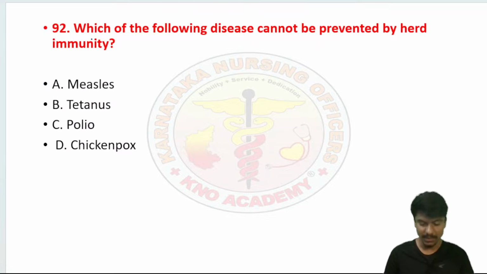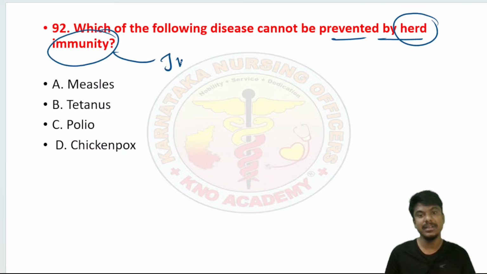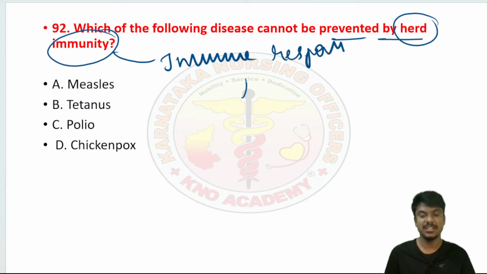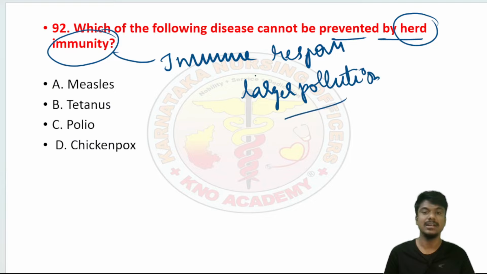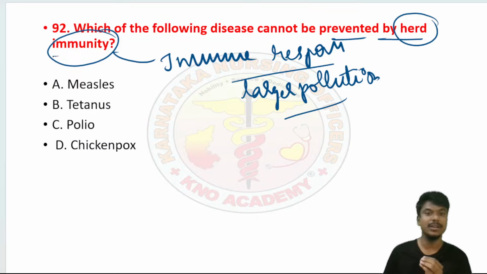Question 92: which of the following diseases cannot be prevented by herd immunity? What do we mean by herd immunity? Immunity is nothing but an inbuilt immune response, here of a larger population of people. This is called herd immunity. So they are asking which among the following cannot be prevented by herd immunity.